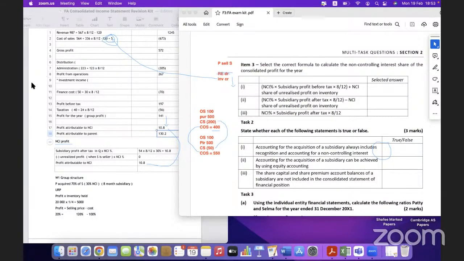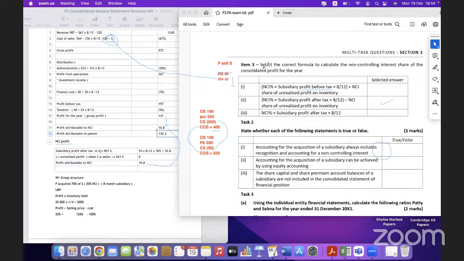Right. So, guys, what should be the answer? Let's see. NCI percentage into subsidiary's profit before tax. Not before tax, guys. We normally go with after tax. Right. NCI percentage into subsidiary's profit after tax. This part is okay. Minus unrealized profit, the NCI share of unrealized profit. So this should be the correct answer.